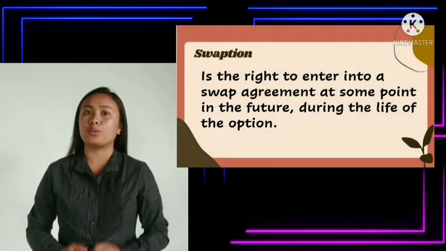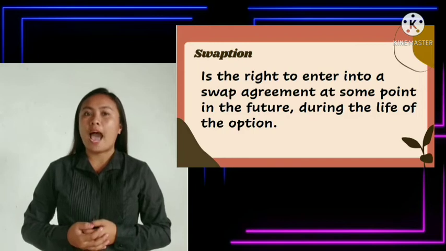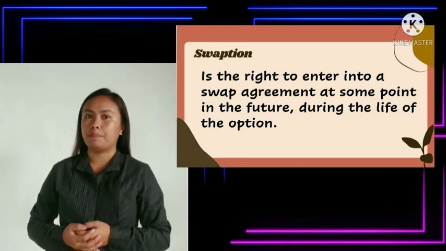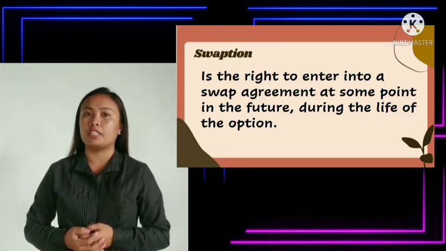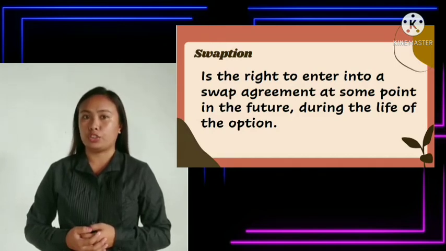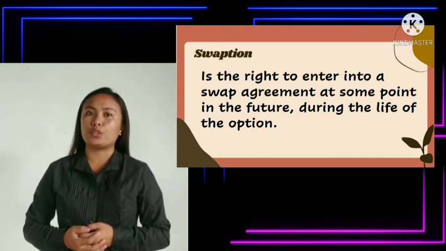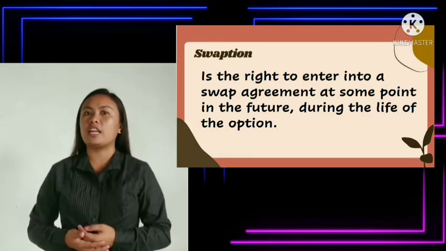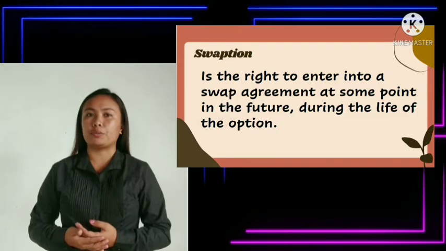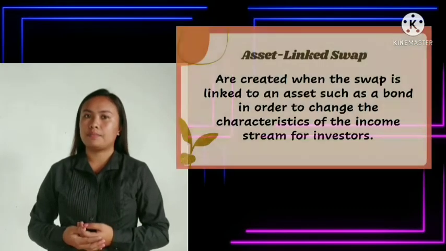Swaption is the right to enter into a swap agreement at some point in the future during the life of the option. A swaption is an option to exchange a fixed rate bond cash flow for a floating rate bond cash flow structure. It grants its owner the right, but not the obligation, to enter into an underlying swap or into the predetermined swap contract.